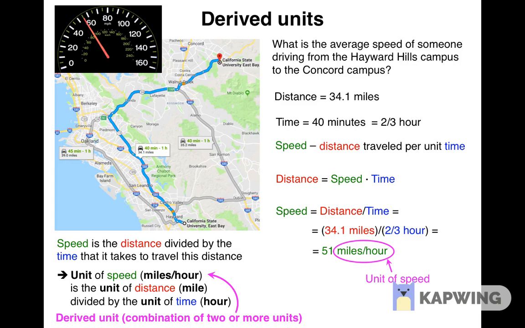To obtain the SI unit for speed, you would need to divide the SI unit of distance by the SI unit of time. Pause this video and try to figure out what the SI unit for speed is. Hopefully, you found that it is the SI unit of distance, meter, divided by the SI unit of time, second, or meter per second.